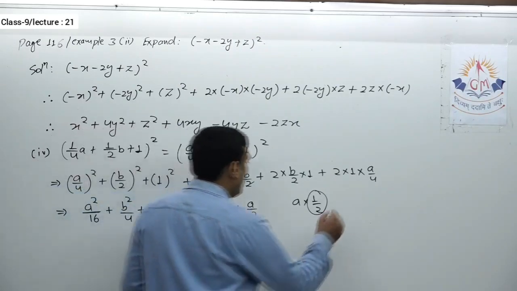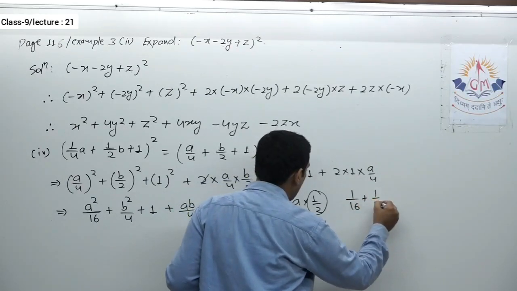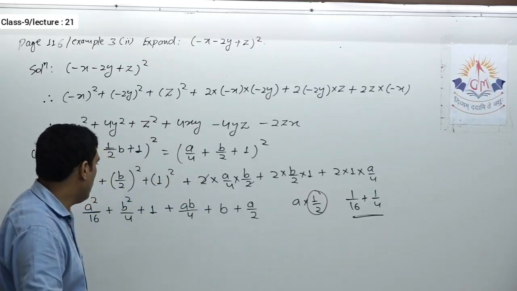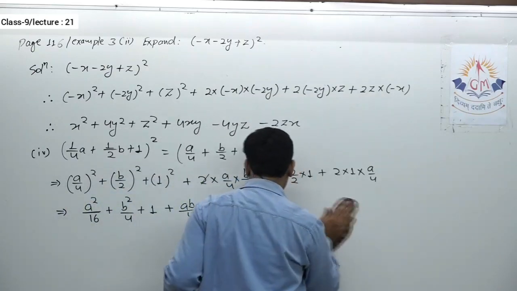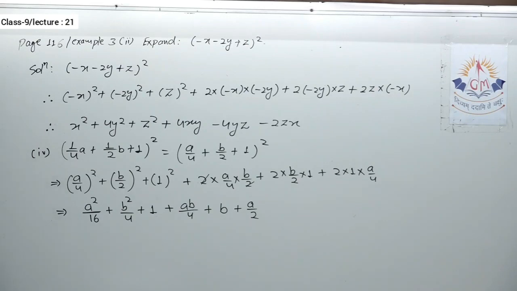So the coefficient of a square is 1 upon 16. The coefficient of b square is 1 by 4. So you have to find their sum. This type of question is asked, not directly that expand this. So I hope this is clear to you. Now note it down, then we'll come to the next question.